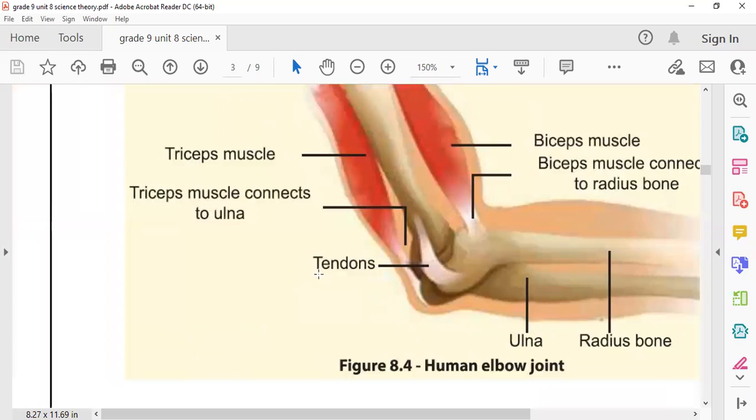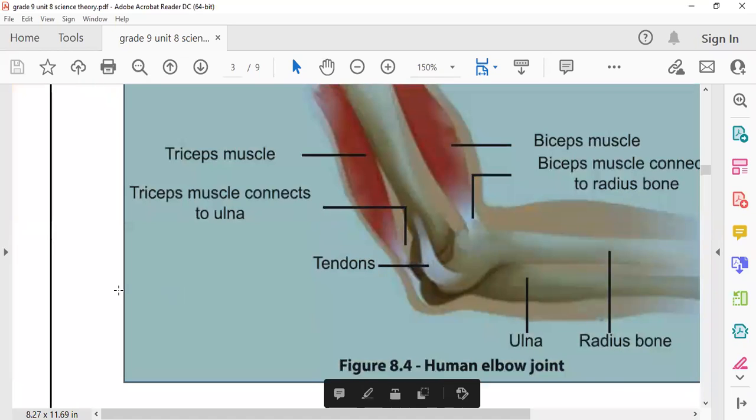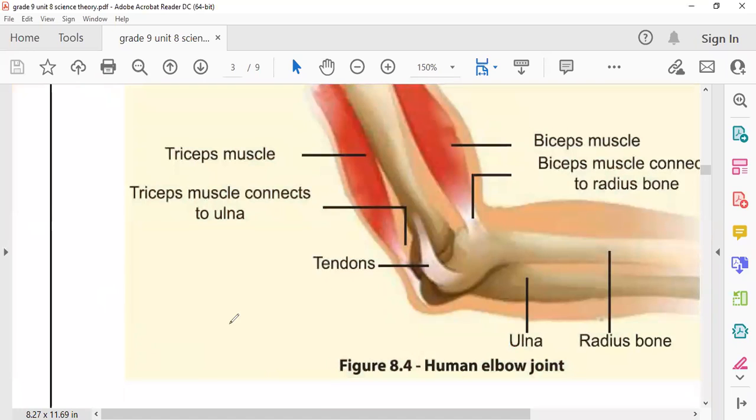Here, in this place, you are used the word. Can you read this word? Tendons. What tendons do is bind to bones at the joint. What is the work of tendons? Bind two bones at the joint.